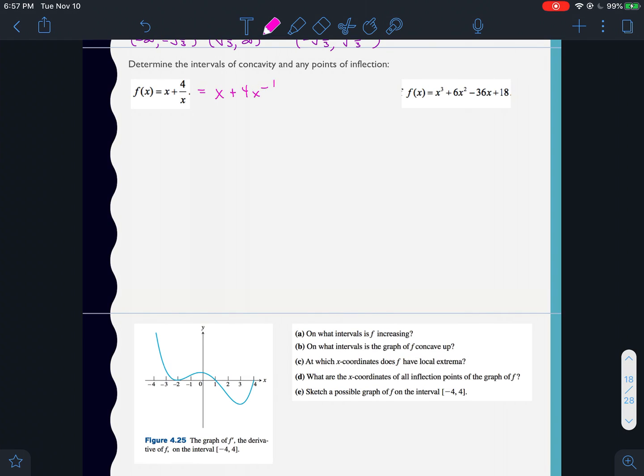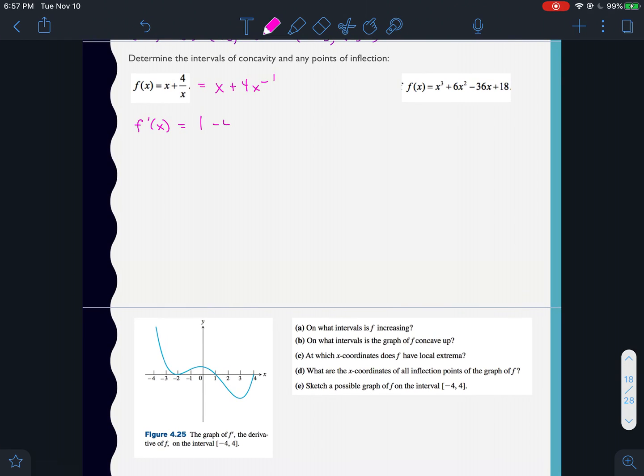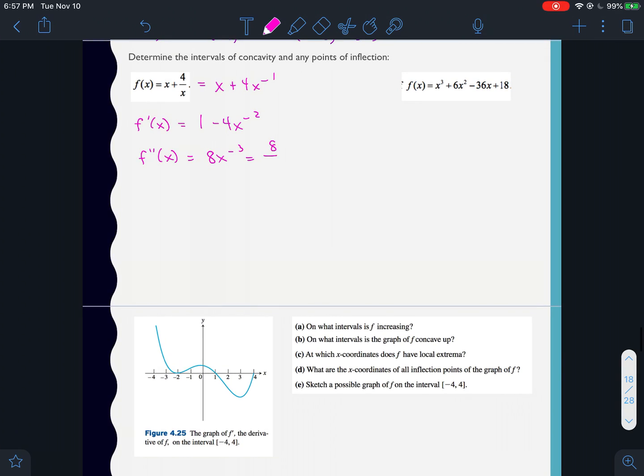All right, let's do one more. Let's do f of x equals x plus 4 over x. So this is going to be x plus 4x to the negative 1. So to find points of inflection, we've got to figure out where the second derivative is equal to 0 or is undefined. So the first derivative is 1, then minus 4x to the negative 2. And then the second derivative is going to be 8x to the negative 3, or 8 over x to the third.